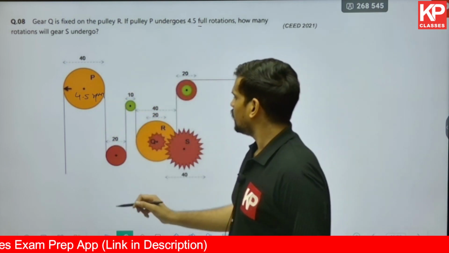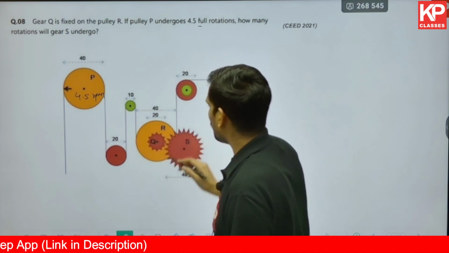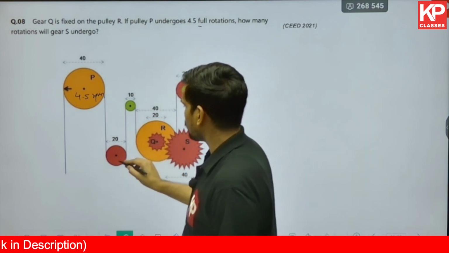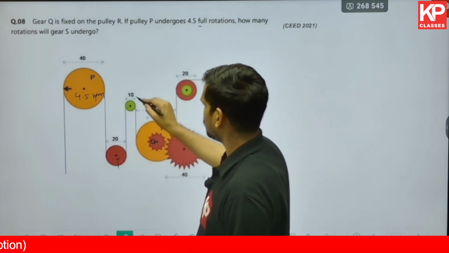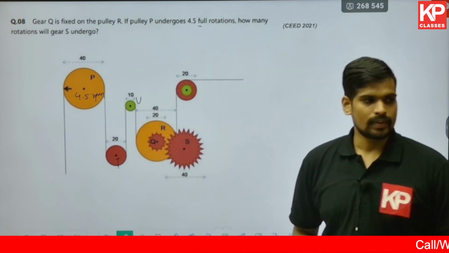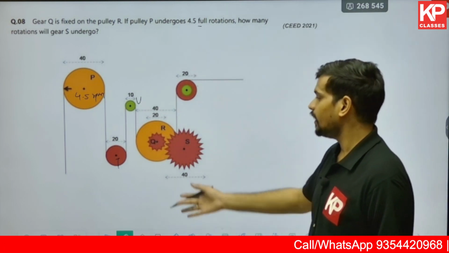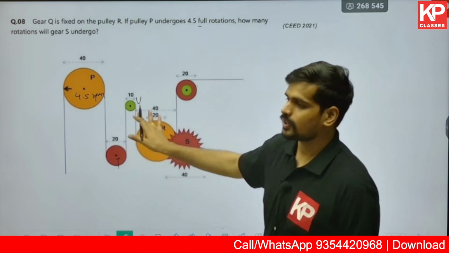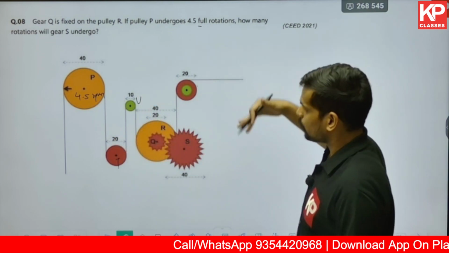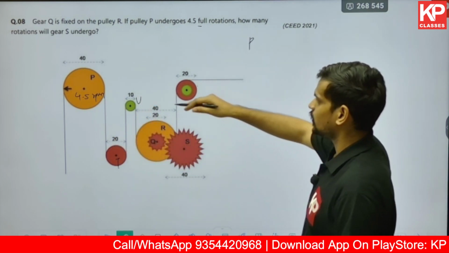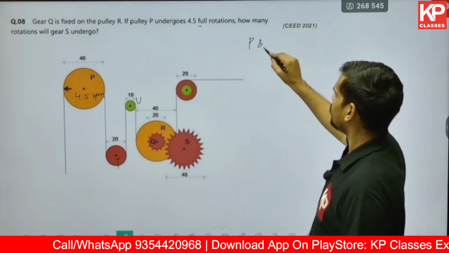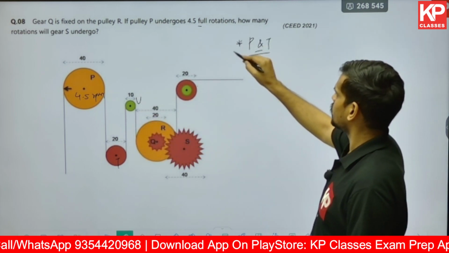P, Q, R, S are already marked. So let me mark this as T, this as U. I think that should be sufficient, because this is after the gear, so this is not necessary for us ideally. I have marked the names as T and U. Let us apply the same concept for any two driver and driven pulleys. So let me apply the concept for P and T first.